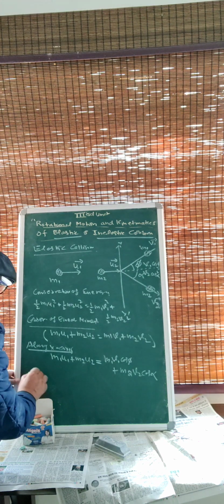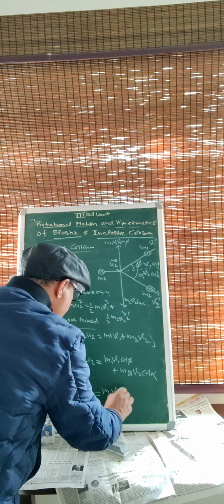Similarly, along y-axis. So, is there any motion of these particles m1 and m2? They are moving along x-axis. There is no motion along y-axis. So, what is the momentum before collision along y-axis? Is 0. So, this is 0 plus 0 is equal to, now what is the component of this momentum along this side? This is m1 v1 sin of phi.